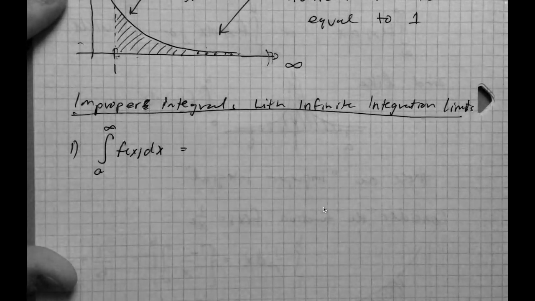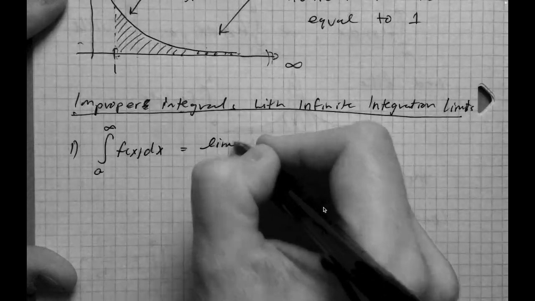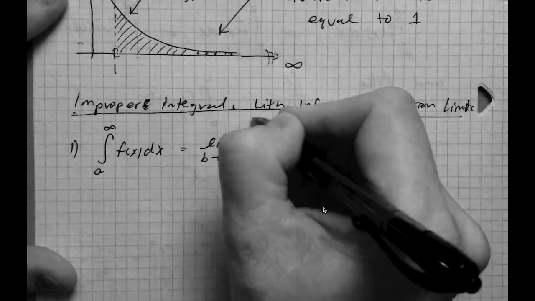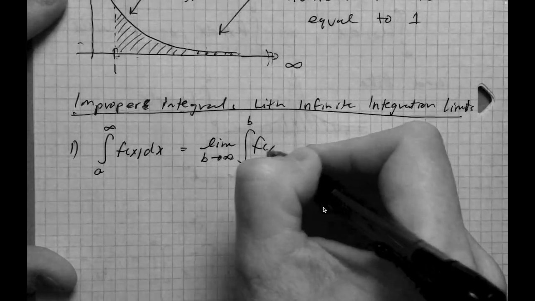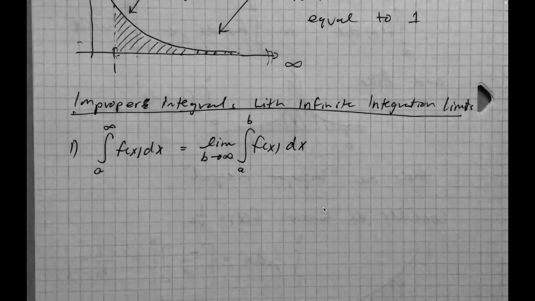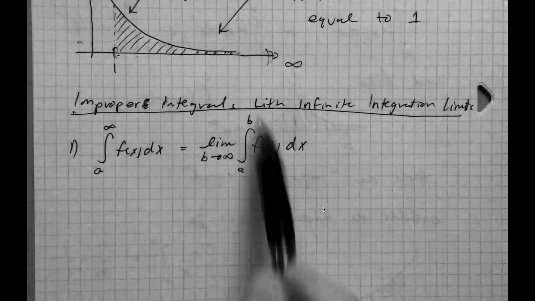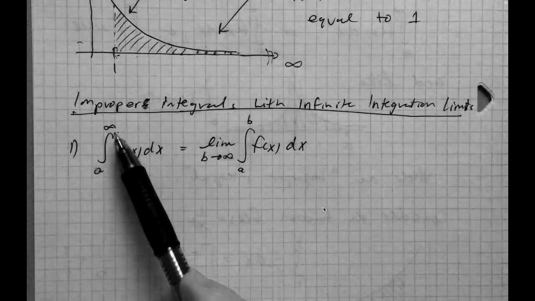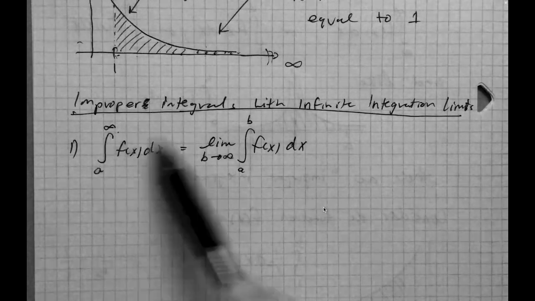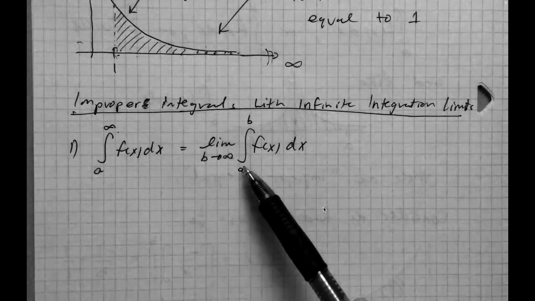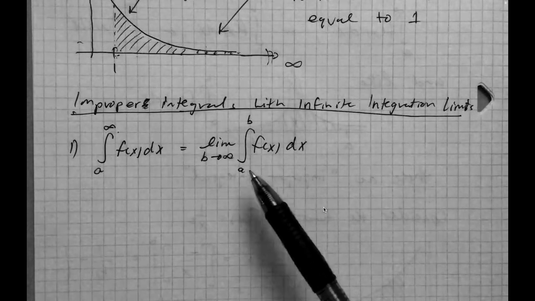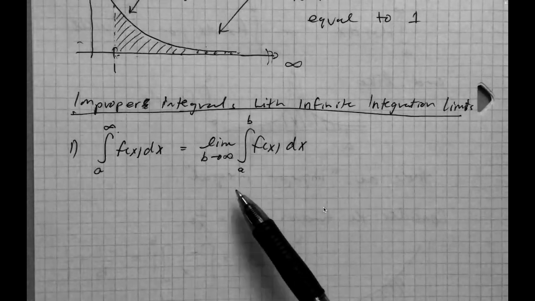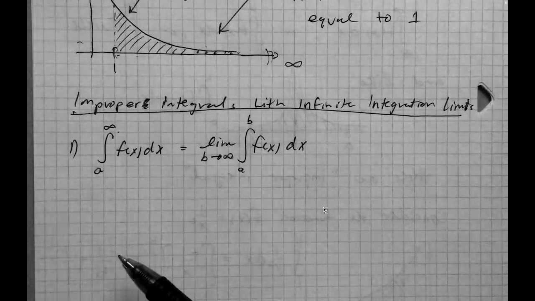That's the case we just looked at, and the way we want to deal with it is to take the limit as b approaches infinity of the integral from a to b of the function. Again, to reiterate, the reason we do it this way is because we can't plug infinity into an expression and evaluate it. When we evaluate a definite integral, we have to plug b into the antiderivative, then plug a in, and subtract the two to come up with the area.